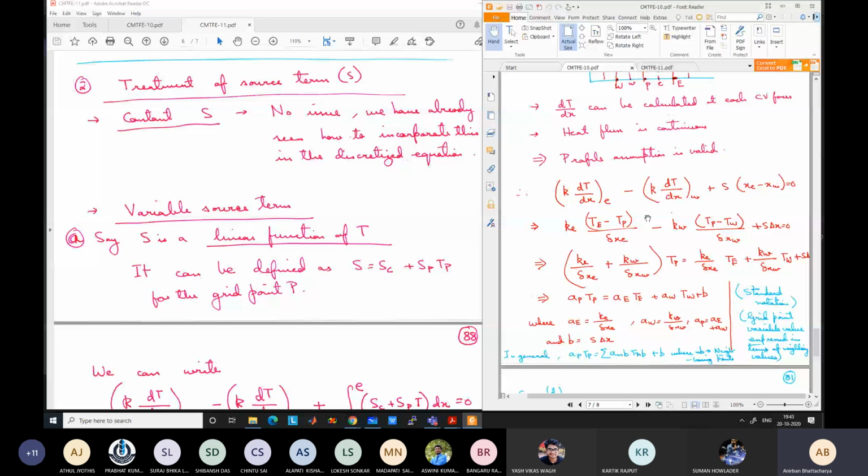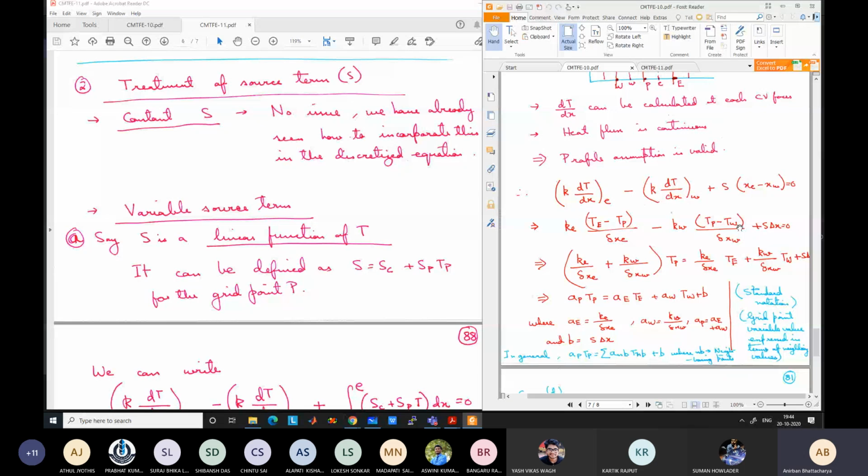In those cases, the source term can become a function of temperature, because if the temperature of the wall changes, delta T also changes, so h into delta T also changes. That means the heat flux changes, so the source term that we are putting will also change. Similarly, the radiative source term from the sun will also change. So the source term can be a function of temperature, in actual physical cases.